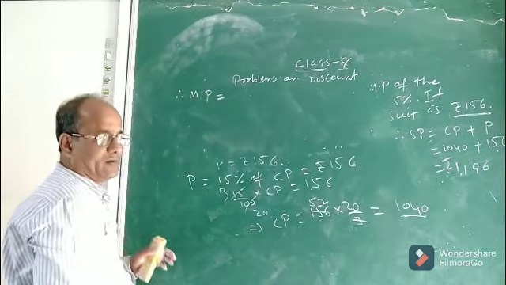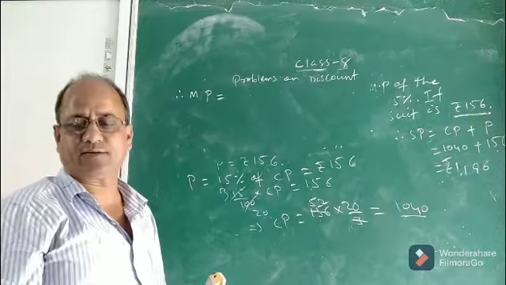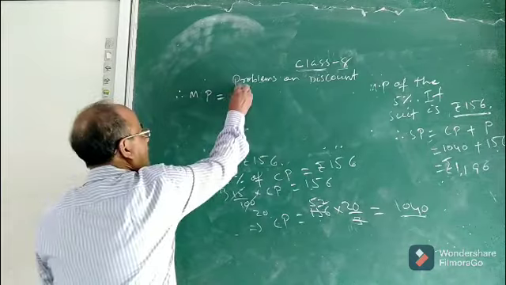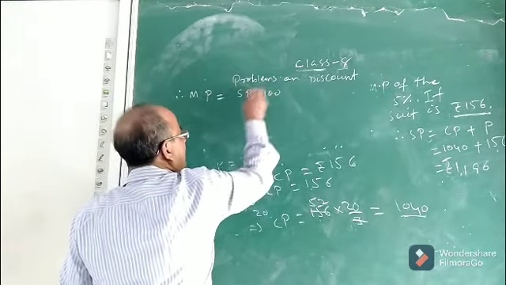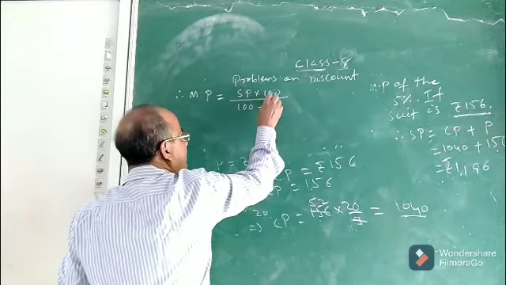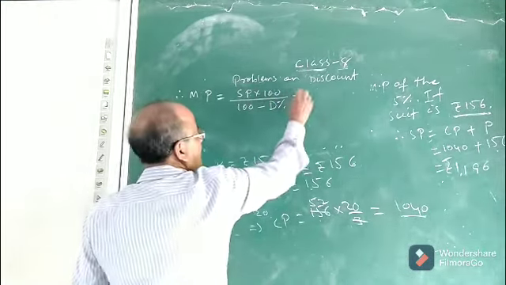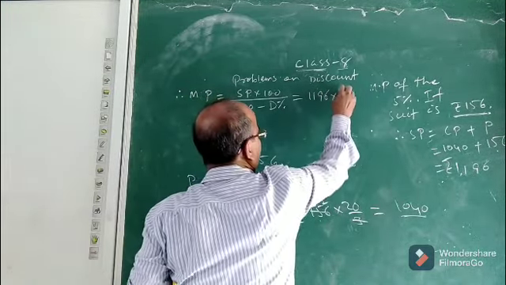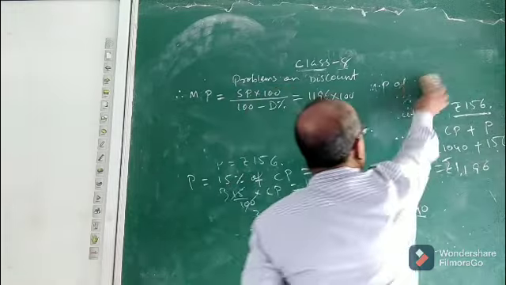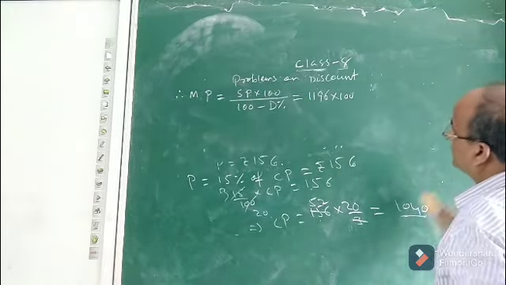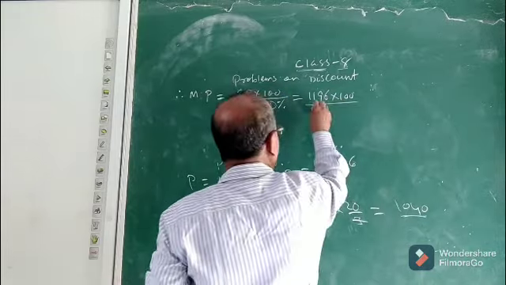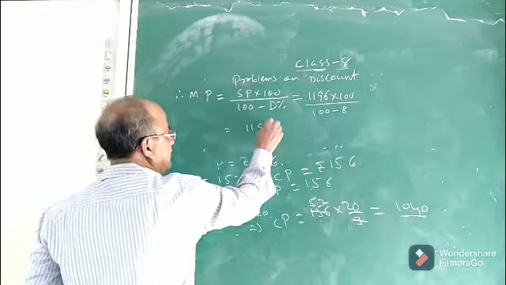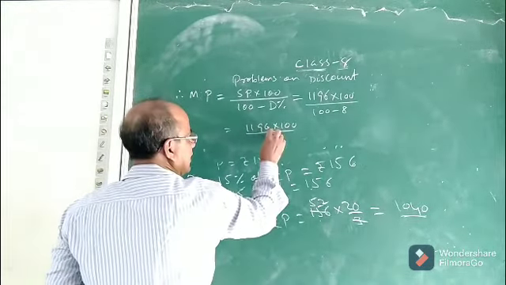What is the formula? SP into 100 by 100 minus discount percent. You apply the formula. So what is the SP? SP is 1196. 1196 into 100, then divided by 100 minus 8. So this will be 1196 into 100 divided by 92.